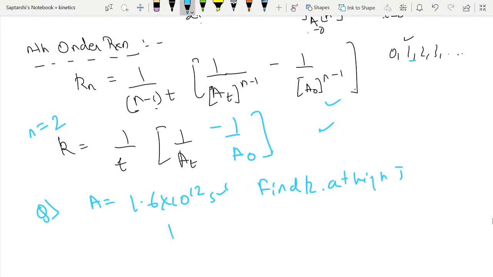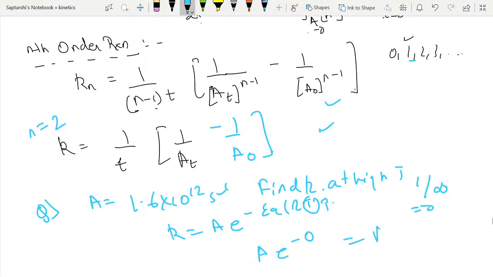By the Arrhenius equation, we know K is equal to A e to the power minus E by RT. Our T is high, so 1 by T is like 1 by infinity, which is 0. So it is e to the power minus 0, and K is equal to A, which is 1.6 times 10 to the power 12. That was so easy, right?